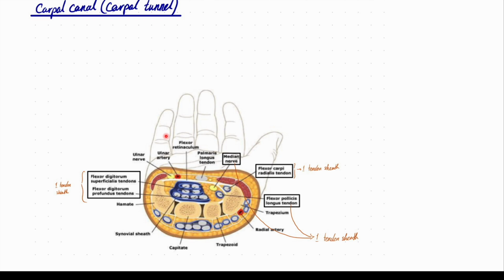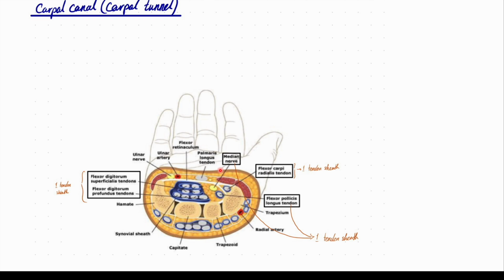This tunnel contains 10 tendons from flexors of the forearm and 1 nerve, and all 10 tendons lie in 3 tendon sheath compartments. Now let's see what each tendon sheath contains. We have flexor digitorum superficialis muscle, which has 4 tendons, and flexor digitorum profundus muscle, which also has 4 tendons, located in 1 tendon sheath.